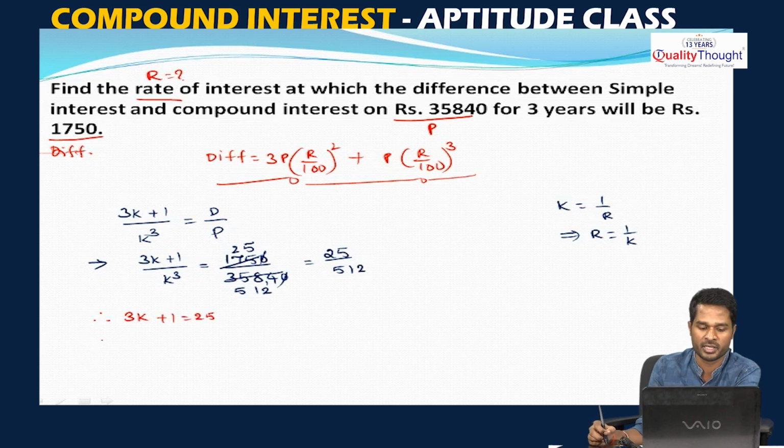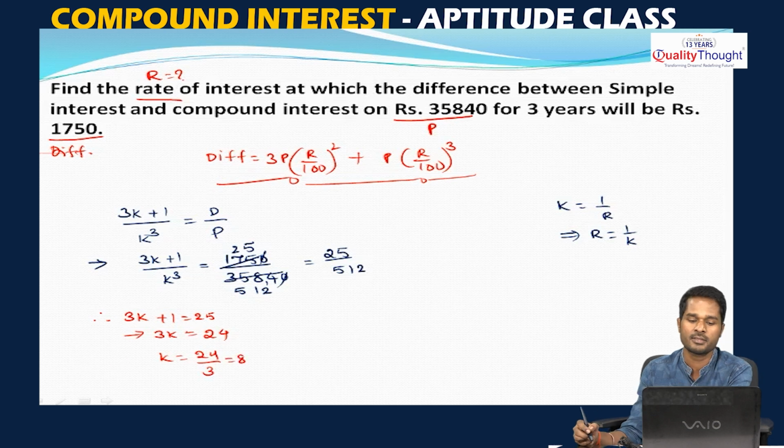3k plus 1 is 25, therefore 3k is equal to 25 minus 1, which is 24. k is equal to 24 by 3, that is 8, k is 8. Or let us see the denominator values.